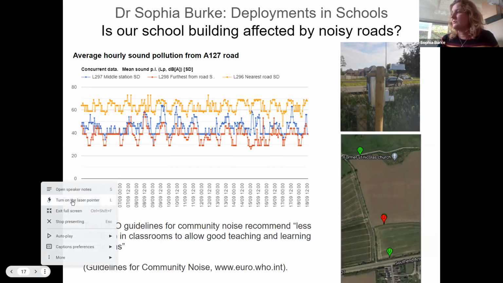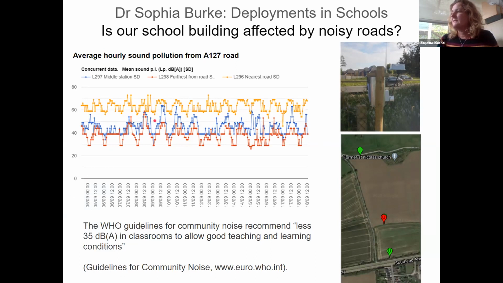And very interesting results. And it might be interesting to apply this sort of project in schools, because the WHO guidelines for community noise recommend less than 35 decibels in classrooms to allow good teaching and learning conditions. I mean, here it's not within a classroom, it's in the open air, it's in farmland, and the one that's close to the road is very close to the road. But as you can see, you could adapt this experimental setup to be something quite interesting. Next slide, please.